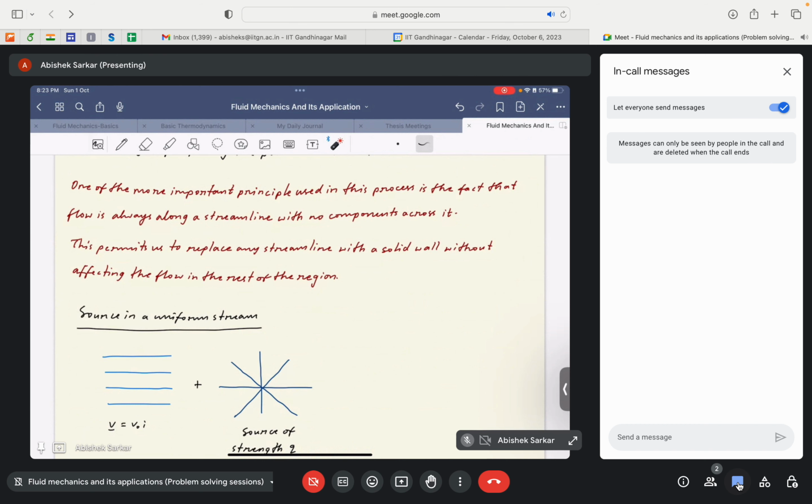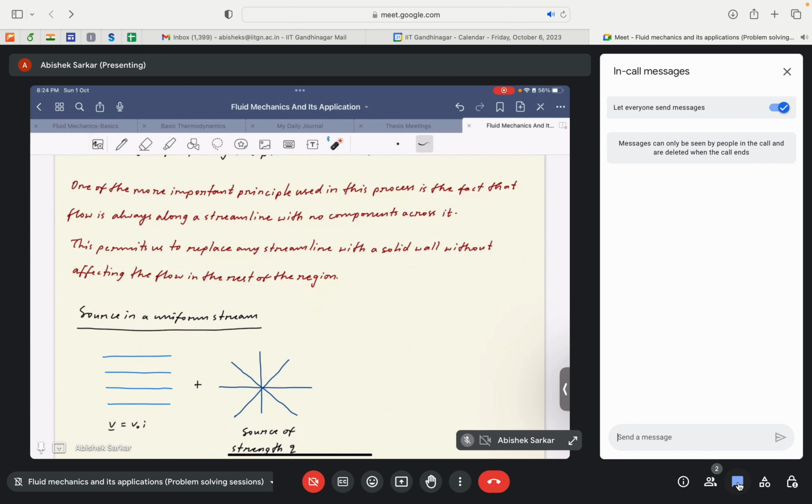One of the more important principles used in the process is the fact that flow is always along a streamline with no component across it. This permits us to replace any streamline with a solid wall without affecting the flow in the rest of the region. See, by the very definition of streamline, we knew that the flow cannot occur across a streamline.